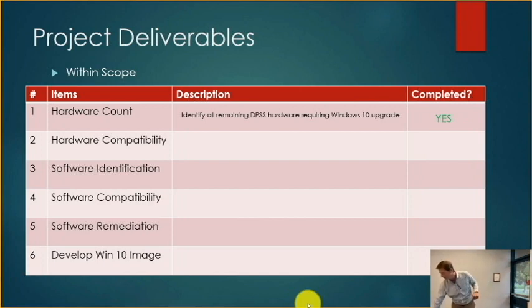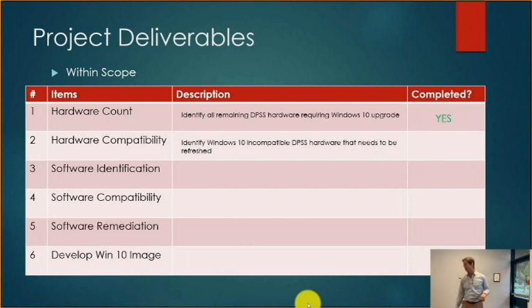Okay. The next promised item was hardware compatibility. Identify Windows 10 incompatible DPSS hardware that needs to be refreshed. Yes, we completed that as well. And one of the benefits of having this closure phase, maybe I should think of that as a best practice. Maybe the closure meeting should be 3 or 4 or 5 months after the fact, so we have time to see if anything pops up in the meantime. Okay, then you're early. Then I'm early. Thank you.